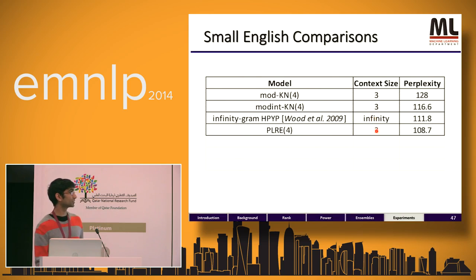our approach can actually use the same context size as Kneser-Ney, only 3, but it can get a lower perplexity actually than using an infinity-gram because it's using the context more efficiently in some sense by using these low-rank matrices.